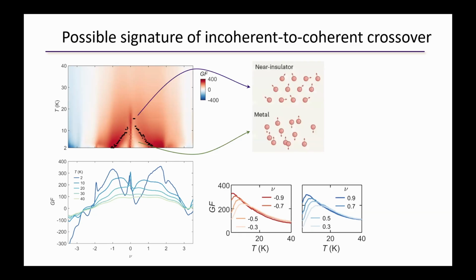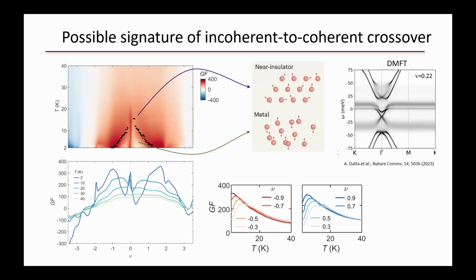Okay, so one possible interpretation is that at high temperature, we're in this incoherent phase where we're dominated by these fluctuating local moments. At low temperature, some part of the Fermi surface forms sharply defined quasi-particles, and we're able to measure more conventional metallic behavior. And there's some evidence from DMFT calculations that near neutrality, you do expect to have these spectrally broadened Fermi surfaces that would be a necessary ingredient of this story.